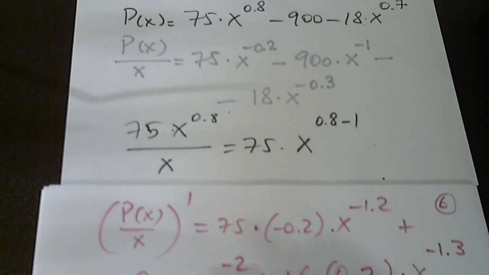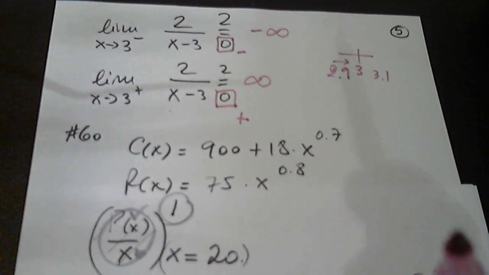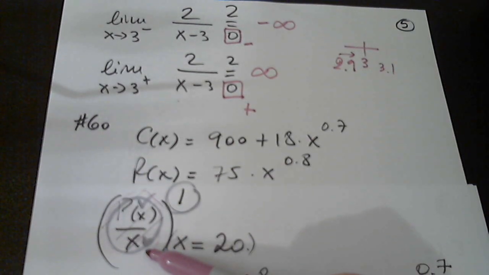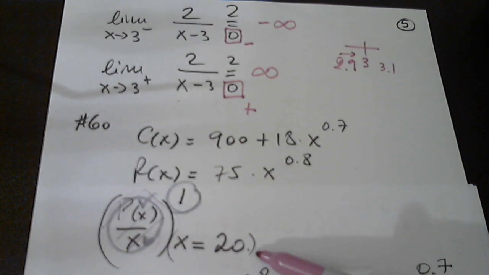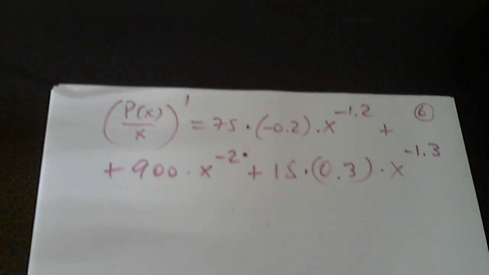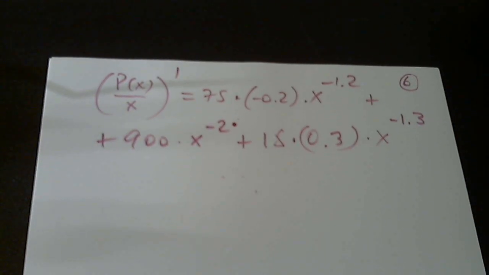This is the function in which I will plug in 20. And that will be the rate at which the average profit function will change when 20 units are produced and sold. Okay? I highly recommend you clean it up, then enter it in the graphing calculator and then plug in 20.